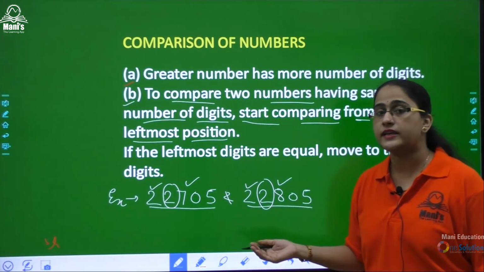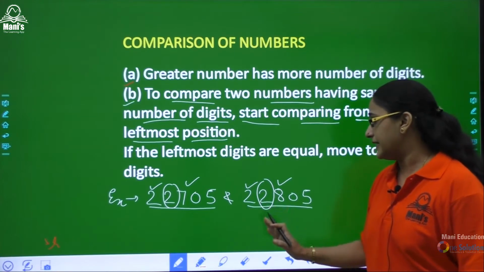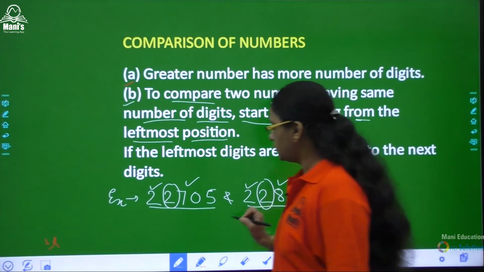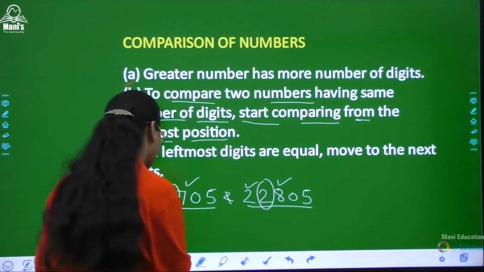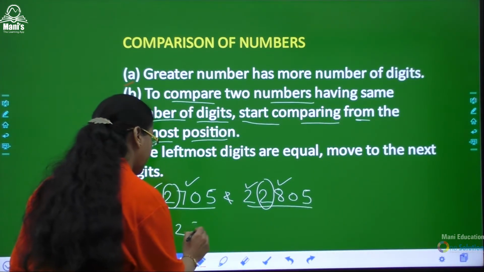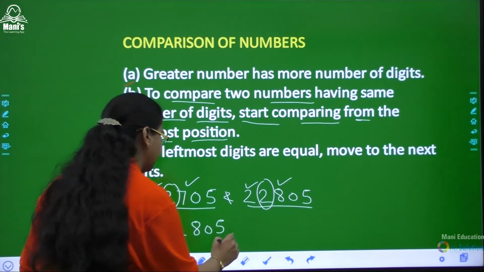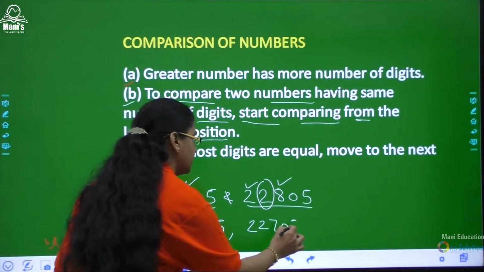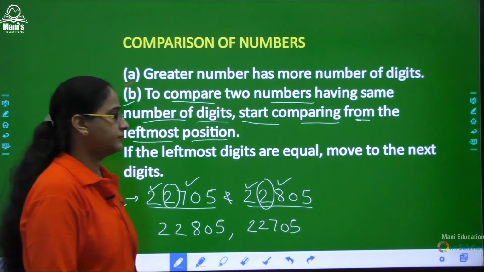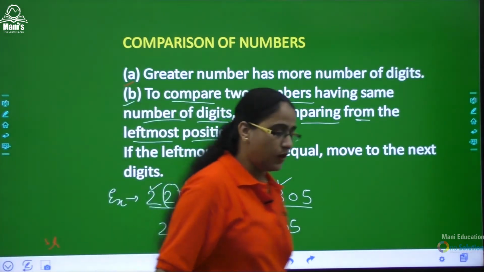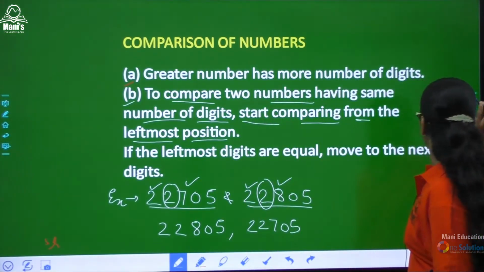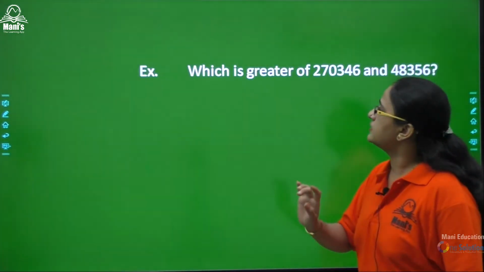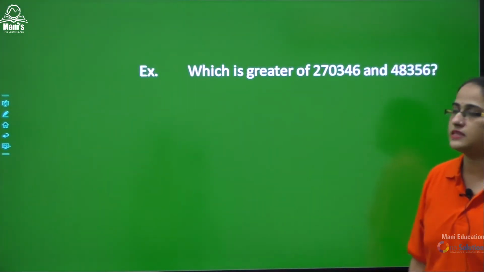As you can understand, 7 is less than 8. So we have to find out the number, that is 22805 is the greater number and this, 22705, is the smaller number. I think you all have understood till here. So after the comparison of numbers, there is one more example given to you.